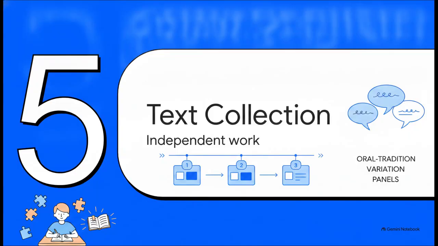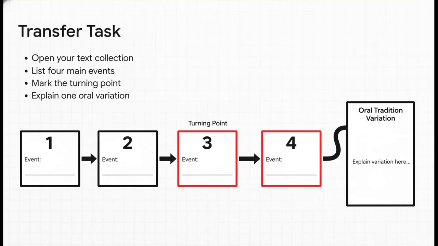Okay, Section 5. Task, your text collection. Let's see how we can transfer these skills directly into your own independent reading. So today, we learned that organizing a narrative requires selecting main events that drive consequences rather than getting bogged down in minor details. We mapped out how a story pivots around a central turning point that changes everything that follows, and we also discovered that oral tradition naturally thrives on variation rather than rigid scripts. Now it's time for your transfer task. Open your authorized text collection to list 4 main events, mark the turning point, and explain one variation that could logically occur in an oral retelling.